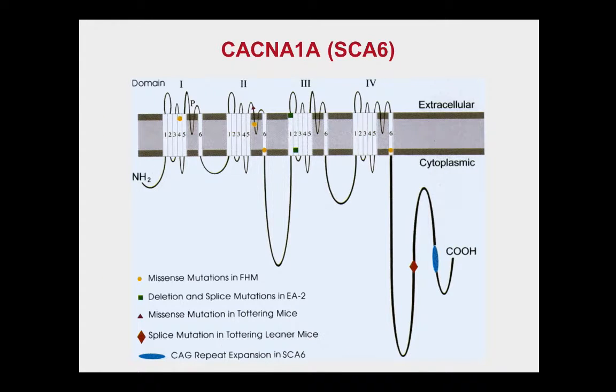This is what the channel looks like. Like many channels, it has a lot of transmembrane motifs. The mutation that causes episodic ataxia type 2 is right here. The trinucleotide repeat is way down in the cytoplasmic tail, right up at the C-terminus. So it's a little hard to imagine how that's going to have a major effect on the function of the protein.